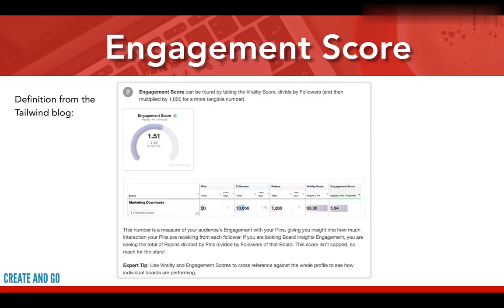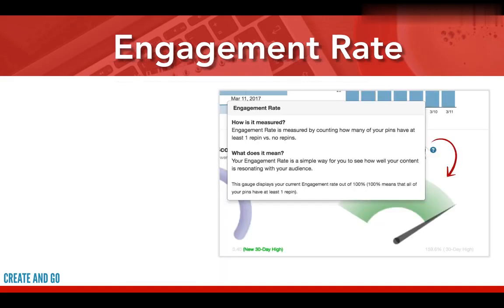The definition from the Tailwind blog also tells you how it's calculated up here. This number is a measure of your audience's engagement with your pins, giving you insight into how much interaction your pins are receiving from each follower. If you're looking into your board insights, you are seeing the total number of repins for just that board, and again, the score isn't capped. And it says, expert tip: use virality and engagement scores to cross-reference against the whole profile to see how individual boards are performing. I'm going to show you that in the next few slides as well.